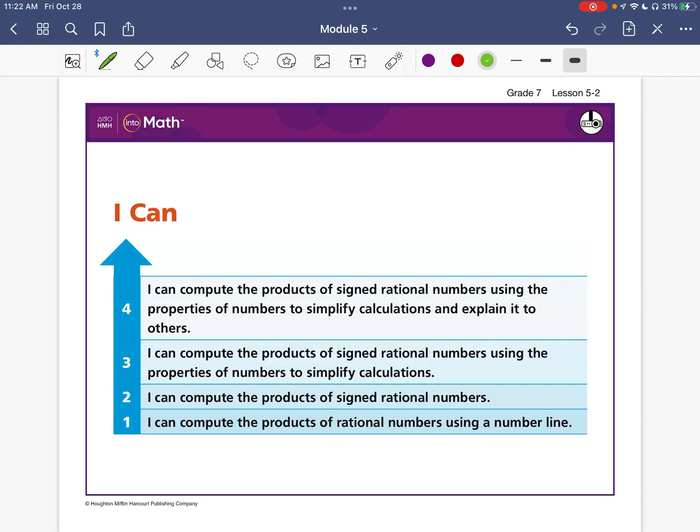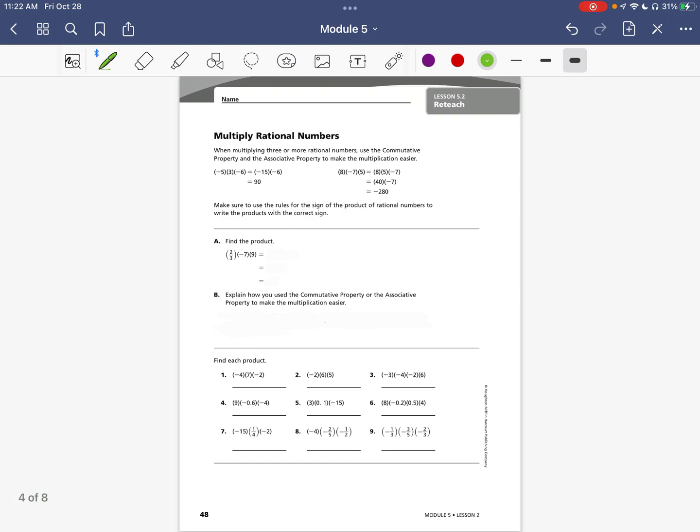Here is grade 7, module 5, lesson 2. Our I can statement for today is that I can compute the products of signed rational numbers using the properties of numbers to simplify calculations. So today our numbers are going to get a little more complicated, a little decimals, a little fractions, but we're going to move our numbers around using our commutative property to make our calculations a little more simple.